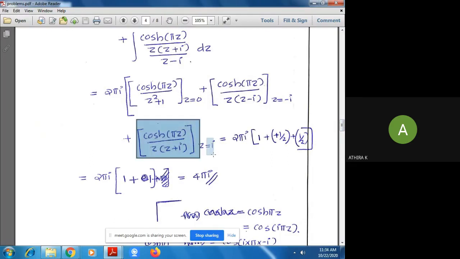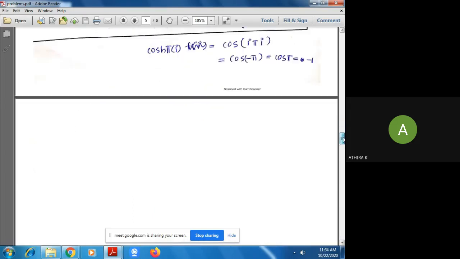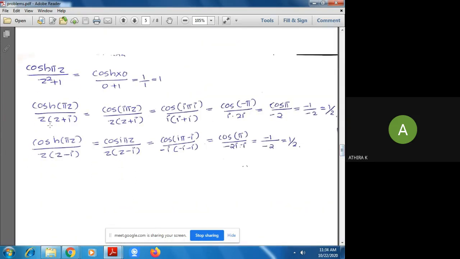So z is equal to i is the singular point. So cosh(πz) divided by z(z + i) is evaluated at z is equal to i. Here instead of z we substitute z is equal to i and we get cos π divided by minus 2, that is equal to minus 1 by minus 2 equal to 1 by 2.